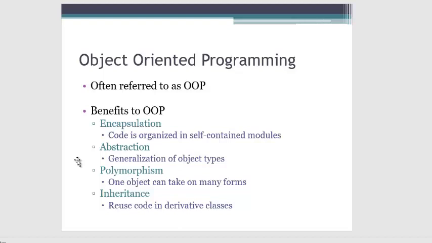Polymorphism. This is the idea that one object can have many forms. That is what polymorphism means. An example of polymorphism would be, let's say we have a class called shape, and one of the things a class can do is calculate its area. Depending on whether that shape is a triangle or a rectangle, it's going to have different functionality. That's a decent example of polymorphism.